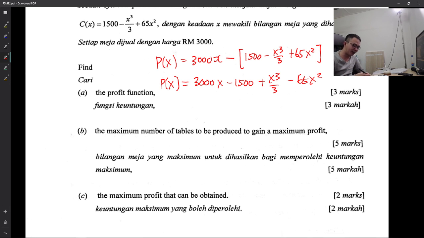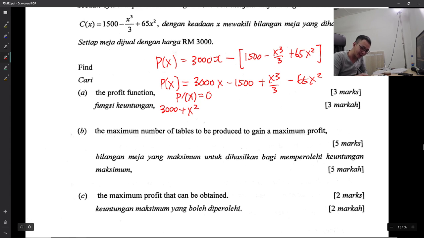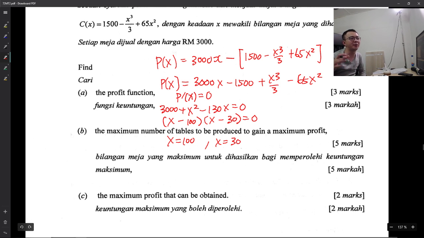They give you 5 marks for this part. So in order to get the maximum, we know we need to differentiate P(x) and then set it equal to 0, right? So I'm going to differentiate P(x) here. I get 3,000, and 1,500 will become 0, plus 3x squared over 3. So it will be plus x squared minus 130x equals 0. And then we will factorize this one. It's x, 130, minus for both. So x can equal 100 or x equals 30. And one value here will give you the maximum, the other value will give you the minimum.